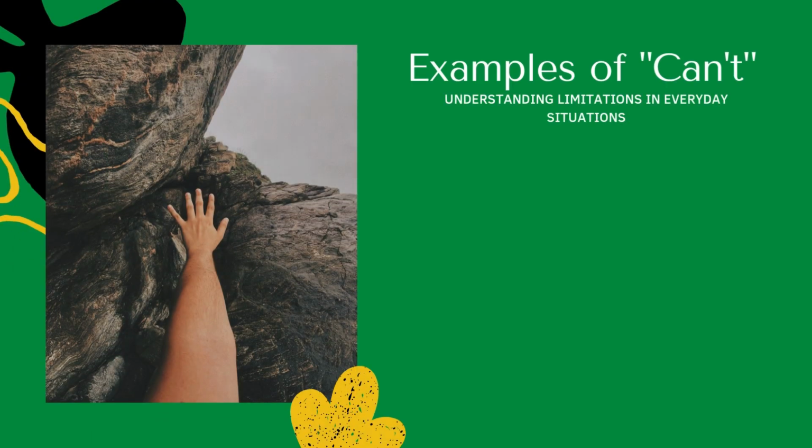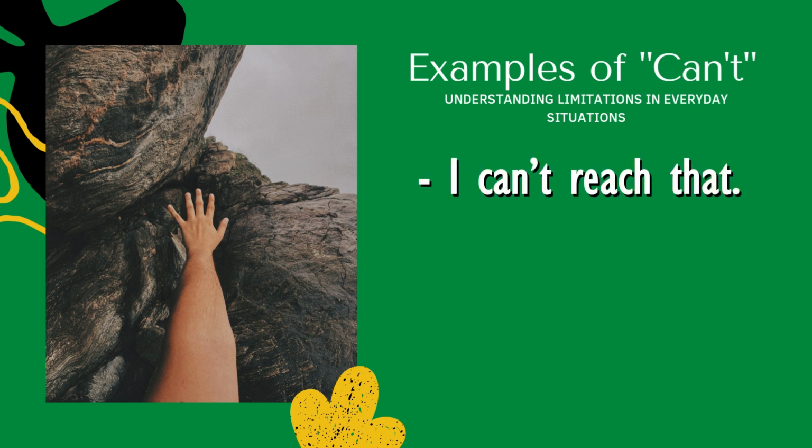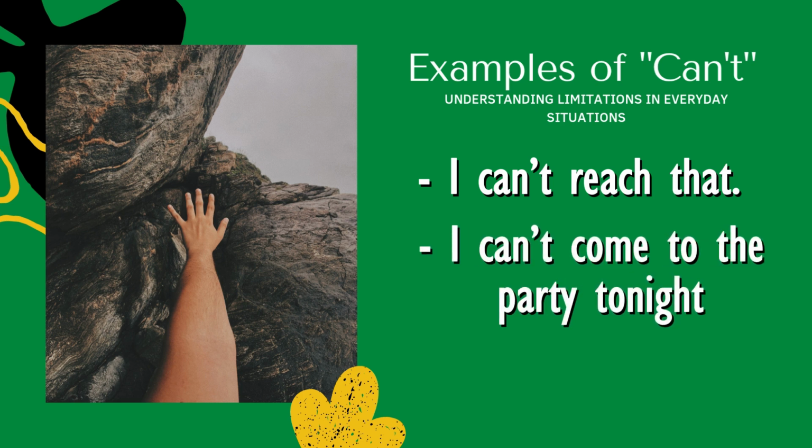Let's explore some practical examples of can't in action. Imagine someone trying to reach a high shelf and saying, I can't reach that. It immediately tells us they have a physical limitation. Or consider someone saying, I can't come to the party tonight. This could mean they have another commitment or simply aren't allowed.